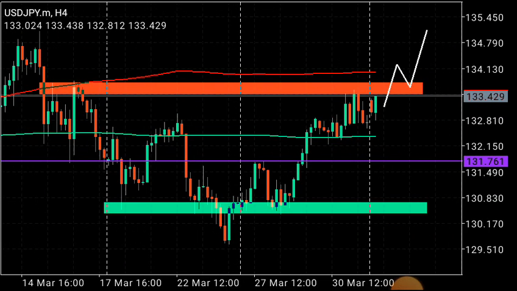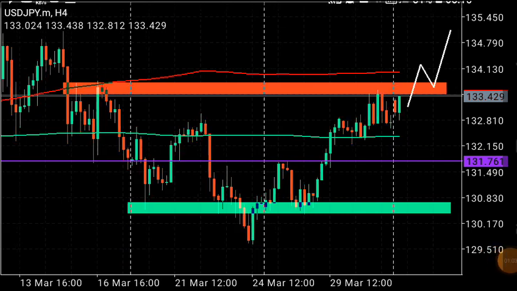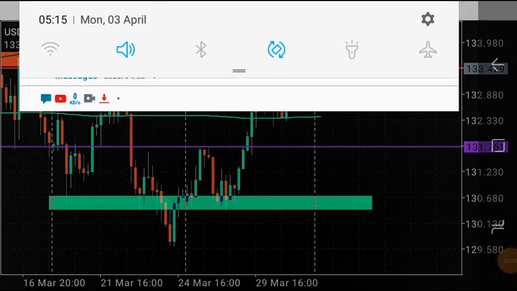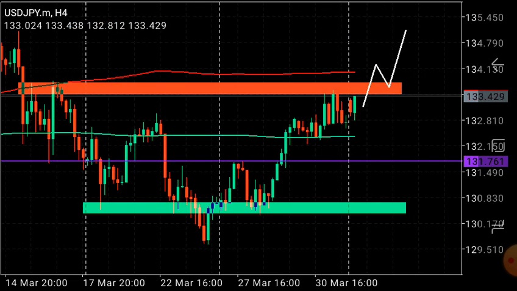Currently, I'm looking at the USDJPY on the 4-hour time frame. So this week is a new week. We have April. Currently the time is 15 minutes past 5 South African time, the 3rd of April, Monday. So we're on a new month.